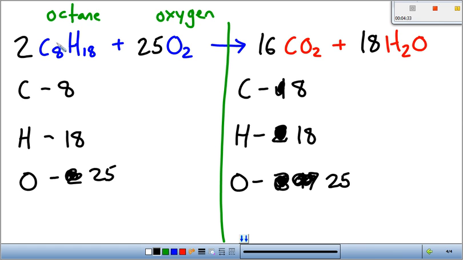And that is the answer. So 2 will react with 25 of these to make 16 of these and 18 of those.